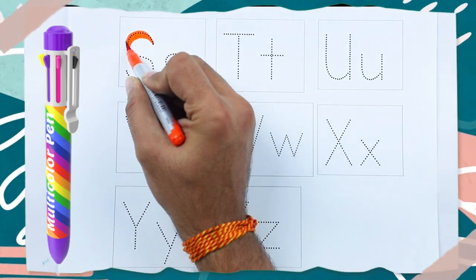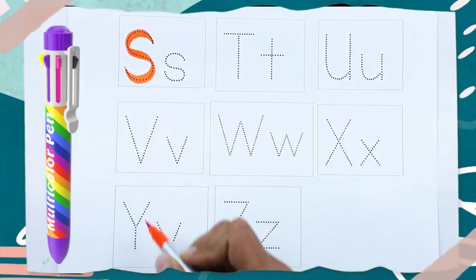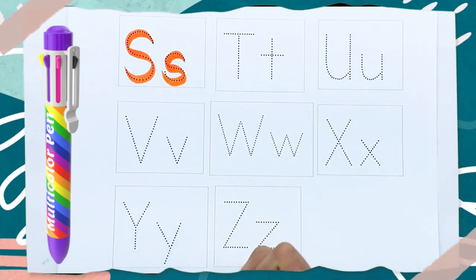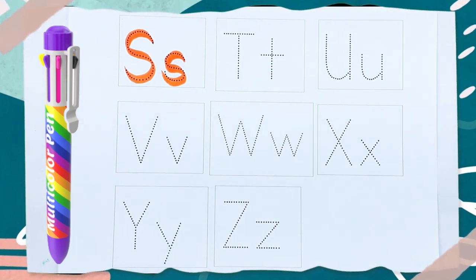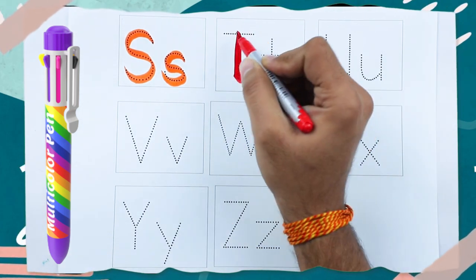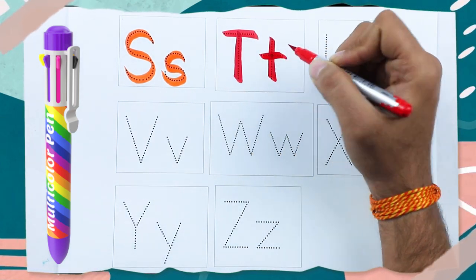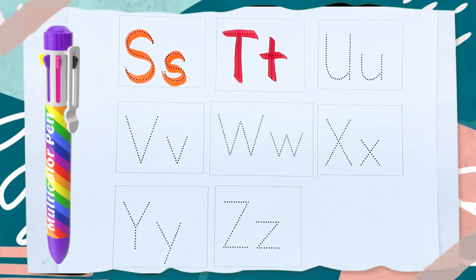Orange color, capital S. S for sheep. Orange color, small s. S for sheep. Red color, capital T. T for tiger. Red color, small t. T for tiger.